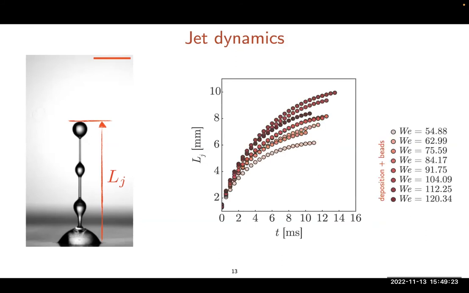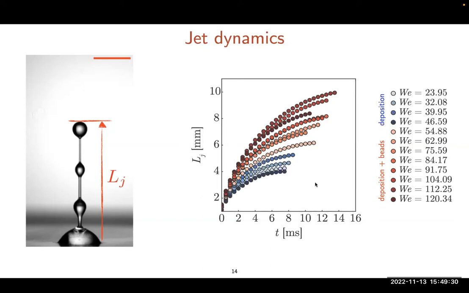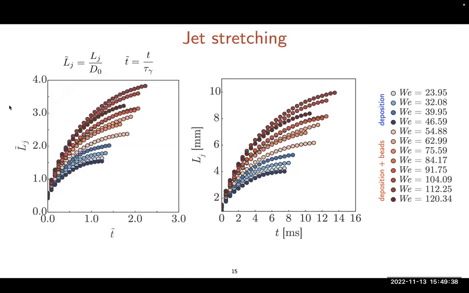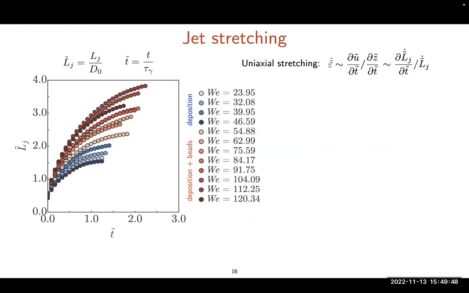And these are all our measurements for the deposition plus beads regime that I just showed. And within the same Deborah number, we also have the deposition regime at lower Weber numbers. And this is how those measurements look like. So right off the bat, you can see that to form beads, you need longer jets. We are going to normalize our lengths and times. So we normalize our length with the droplet diameter and normalize our time with the inertial capillary time scale. And this is how the data looks in the normalized space.